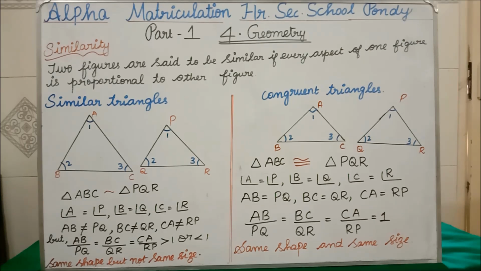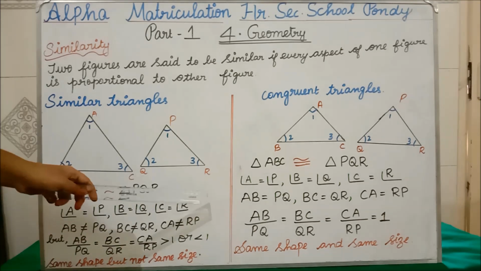First condition, we have to see the angle, then we have to see the side. Then the third condition is we have to write the corresponding sides in the same ratio. So, if you see here AB, the corresponding side for this AB is PQ. So, you have to write AB divided by PQ. Okay. Similarly, BC divided by QR.